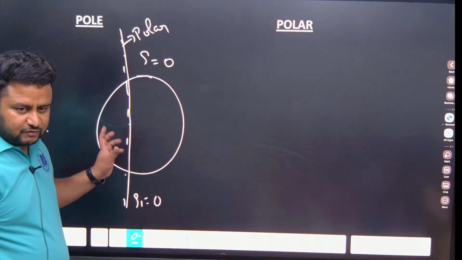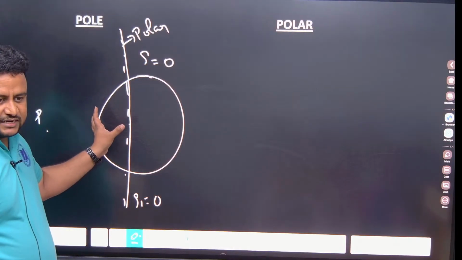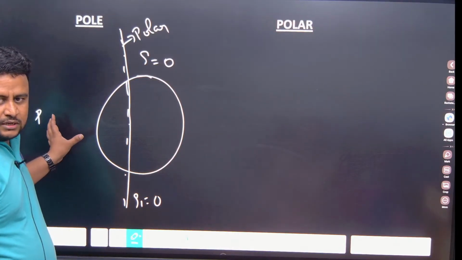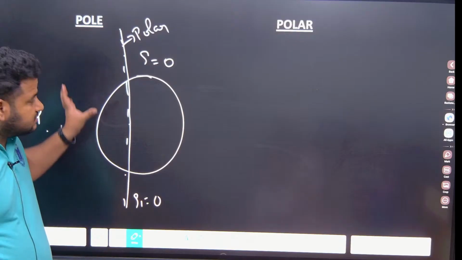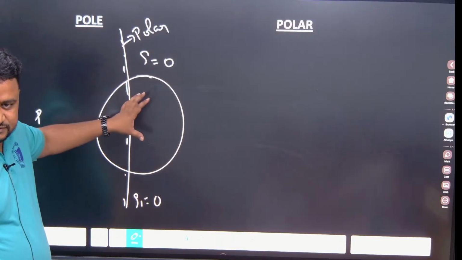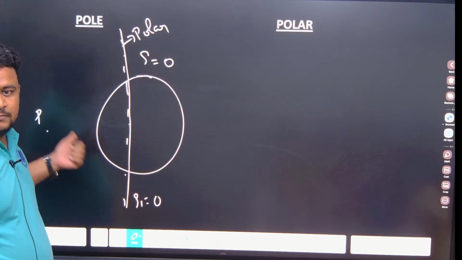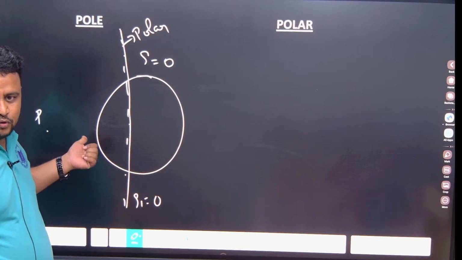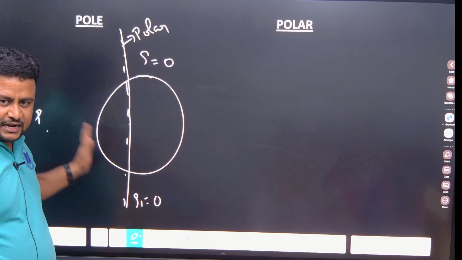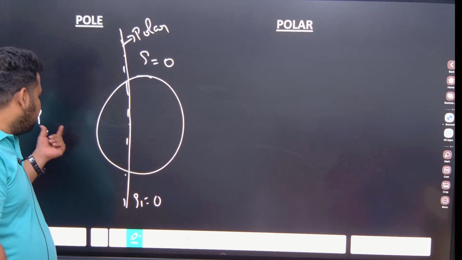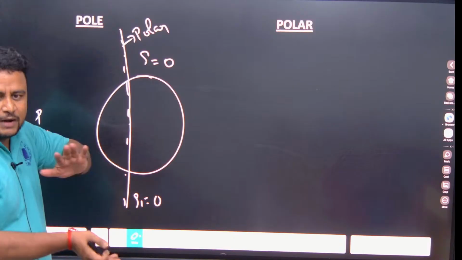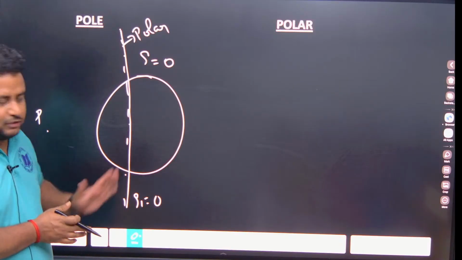They can give the equation of the circle and the pole and ask for the equation of the polar. Or many times they will give the equation of the circle and the equation of the polar, and ask you to find the pole. So you write S1 equals 0, take point P as x1, y1, and compare the coefficients, and you will get the answer. We will do it with an example.